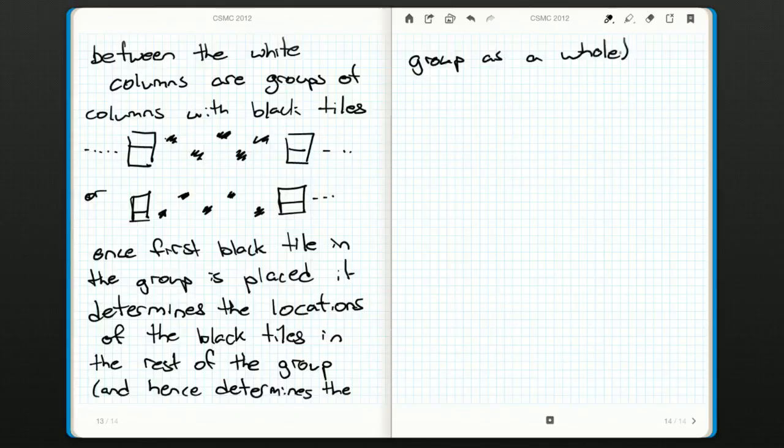Okay, so once we have our different ways of figuring out where the white tiles are, we just need to count up how many of these groups of black tiles we have. And each one of them, there's two different ways to lay out the tiles. With the first black tile from the left being at the top, or the first black tile from the left being at the bottom of its column. Okay, two ways to do each black group.